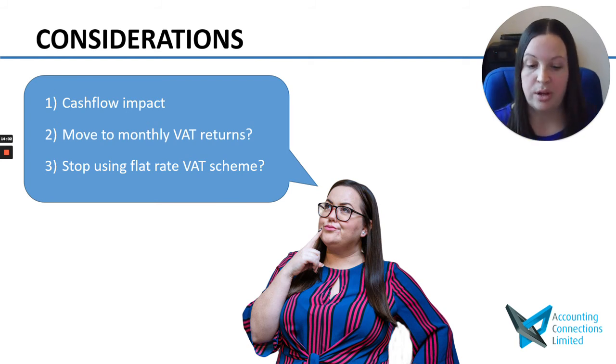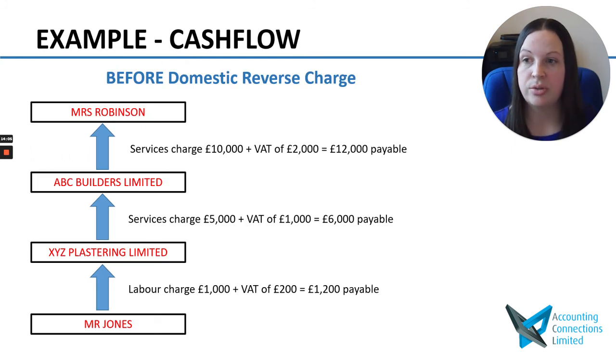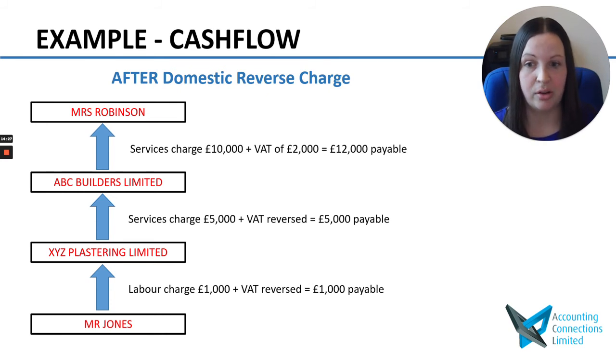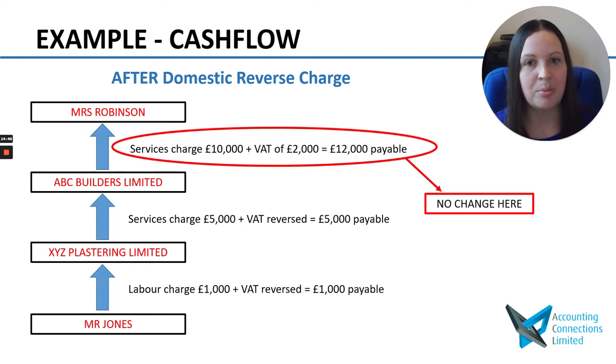So I've put together a quick visual here to show how these new rules are likely to impact your cash flow. You can see here that Mr. Jones would be receiving £1,200, XYZ Plasterers would be receiving £6,000, and ABC Builders would be receiving £12,000 before domestic reverse charge. Once domestic reverse charge rules are applied, Mr. Jones is now only going to receive £1,000. XYZ Plastering Limited is now only going to receive £5,000, and ABC Builders are still going to receive £12,000 because there's been absolutely no change to the VAT application in that relationship between ABC Builders and Mrs. Robinson, the end user.